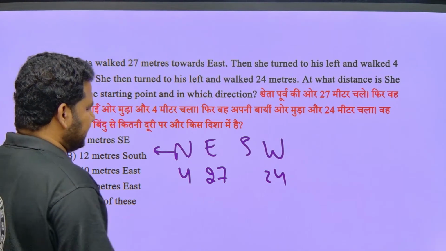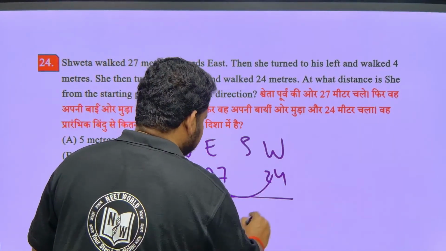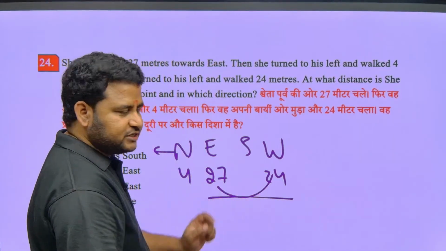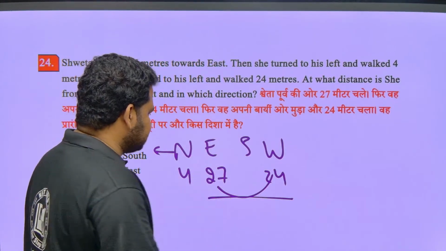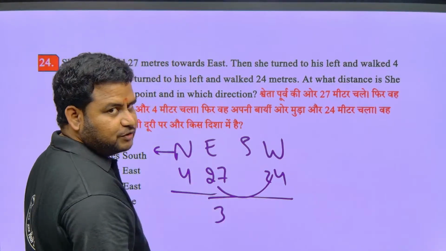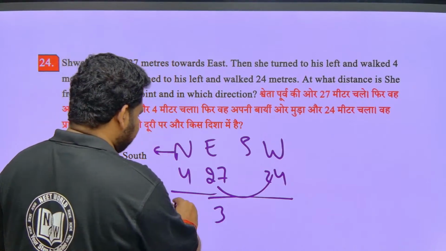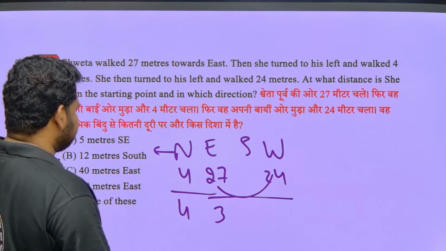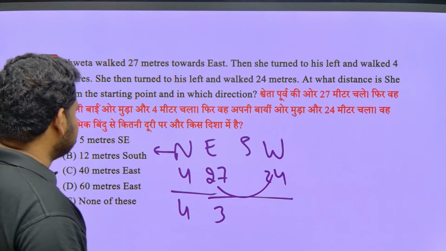Now, if I find the east and west difference, it comes out to be 3, since 27 minus 24 is 3. But under which direction? Under east, because east has the bigger number, 27. So, I should write 3 here. North and south, the difference is 4 only, 4 minus 0 is 4, under the north direction. So, the direction is northeast.